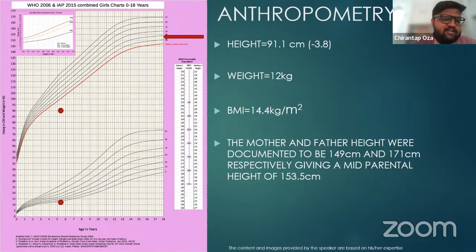So as we can see that the child is short below the third centile, we can say that yes, it is severe short stature because Z-score of less than -3 is present. Weight is also affected, but height is affected more than weight. So this is more likely an endocrine cause of short stature.